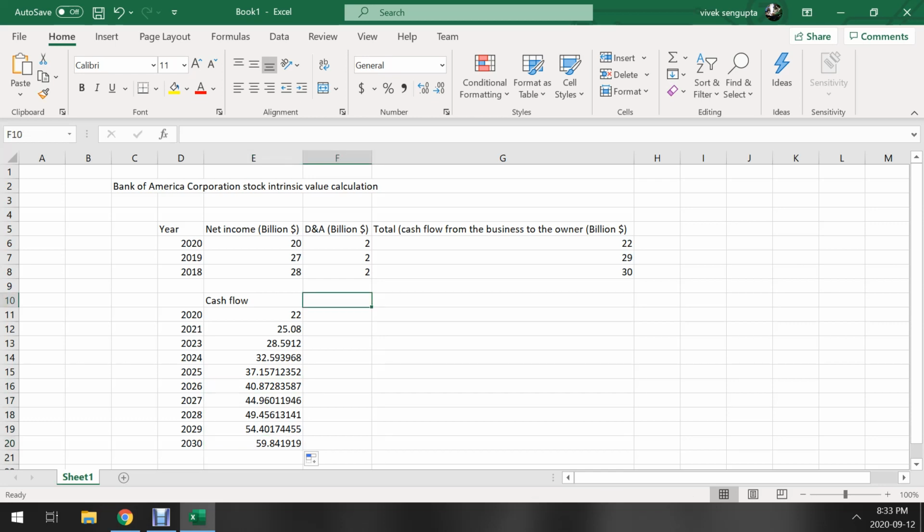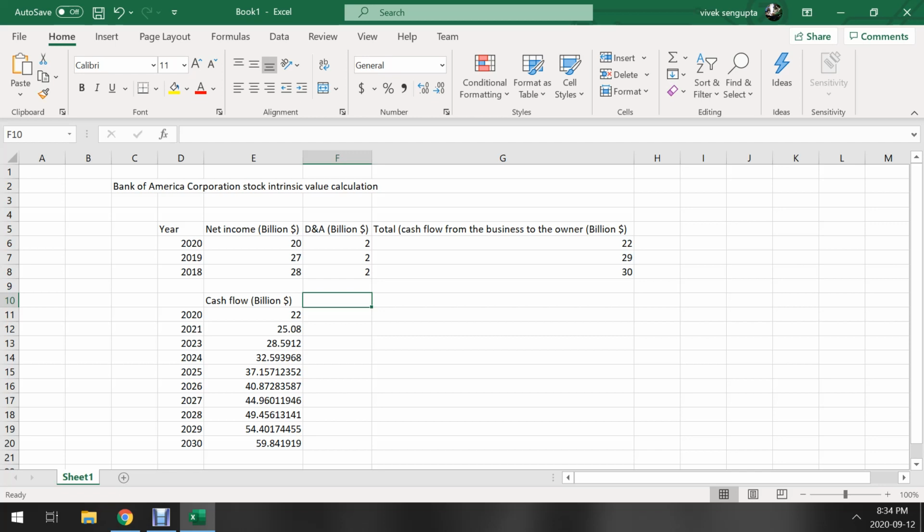Now here is the key part. We need to discount this cash flow, which is again in $1 billion, to present value. What that means is, say you have $100 today, right? That $100 is not the same as $100 which you will have in 3 years from now, right?